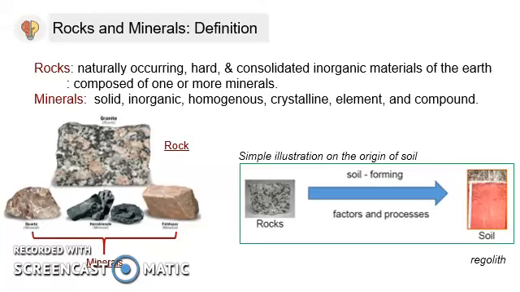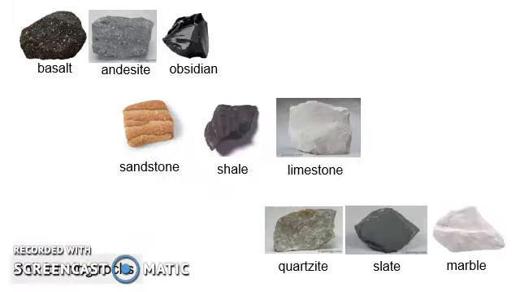So, the origin of the soil are rocks, which are basically composed of different minerals. With the soil forming factors and processes, it formed into soil. So, basically, that is the reason why we must understand rocks and minerals in studying soil, because it is the origin of the soil, it is the parent material of the soil. So that's it. Examples of soil-forming rocks are basalt, andesite, obsidian, sandstone, shale, limestone, quartzite, slate, and marble.